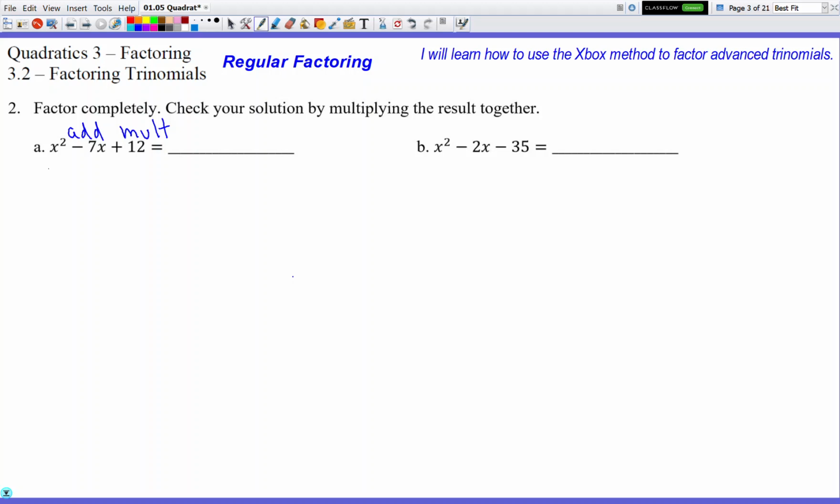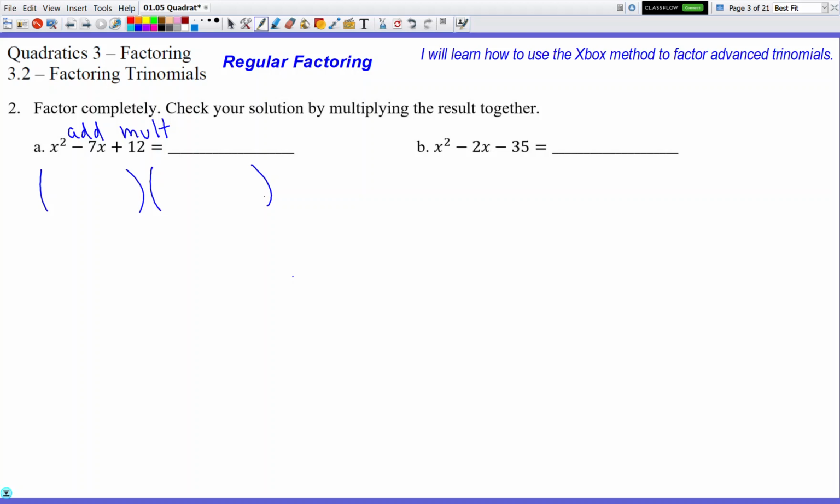Okay, what about 2 and 6? 2 and 6 multiplies to make 12. Yeah, that's good. But 2 and 6 add to make 8. So I don't want that. Okay, so I forgot this first step. First, you want to make blank parentheses. So like in the previous factoring problems, I always started off making blank parentheses. So this guy, regular factoring, is going to get 2 sets of blank parentheses.